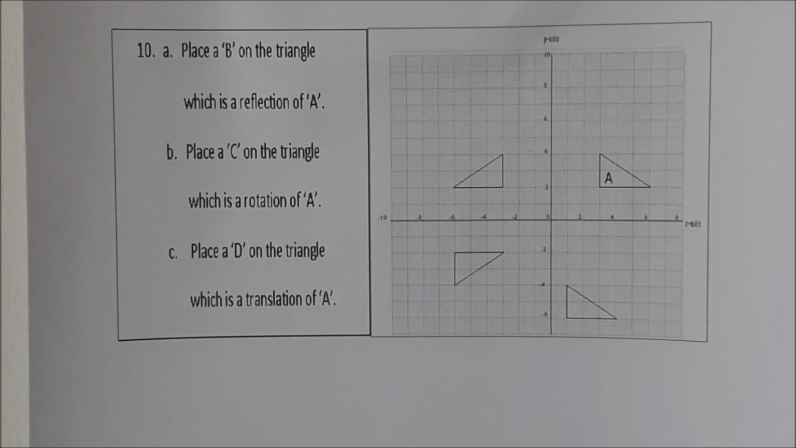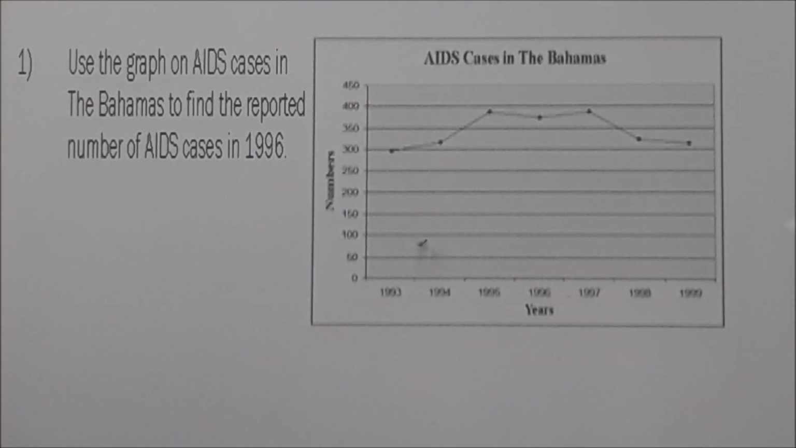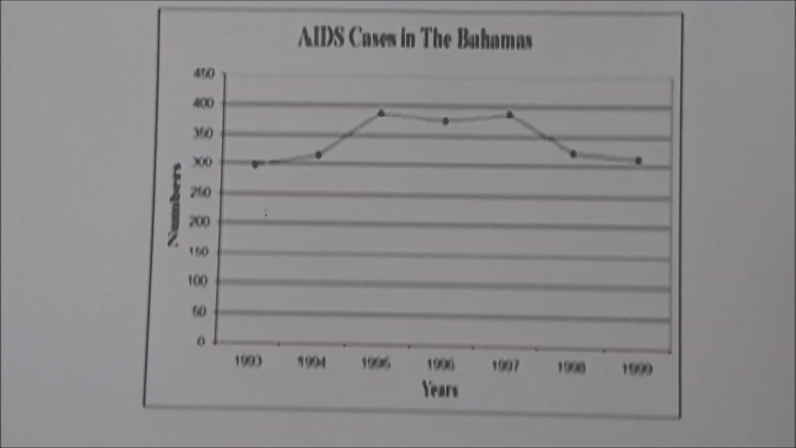Thank you. Okay, Rafaela, read number 1. Use the graph on AIDS cases in the Bahamas to find the reported number of AIDS cases in 1996. Very good. Okay, for AIDS cases in the Bahamas, Rafaela, let's see how you'd work it. So they want it for the year 1996. Go ahead.